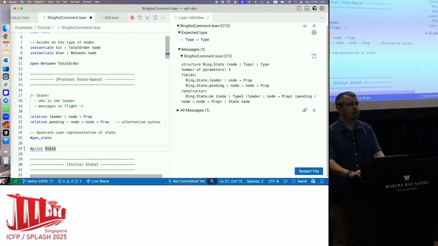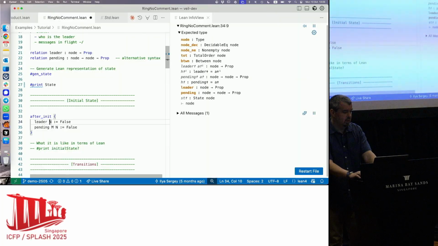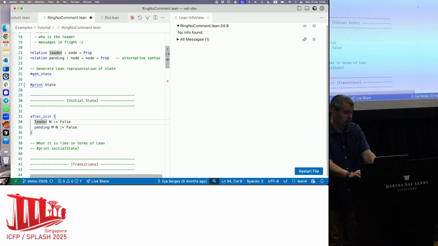that says how it starts and how it evolves. So how it starts is, well, by saying that no one is a leader. This is a certain syntactic convention that we took from the tool called Ivy, because lots of our examples came from it, and we thought it would make things easy to port, and people are sort of okay.